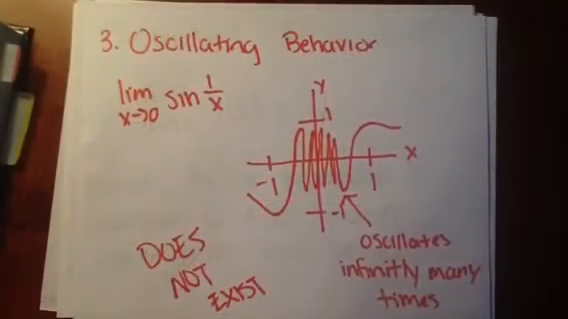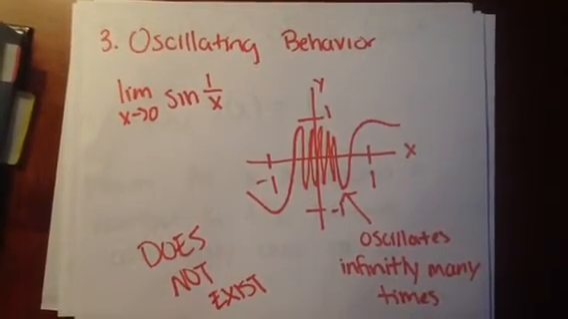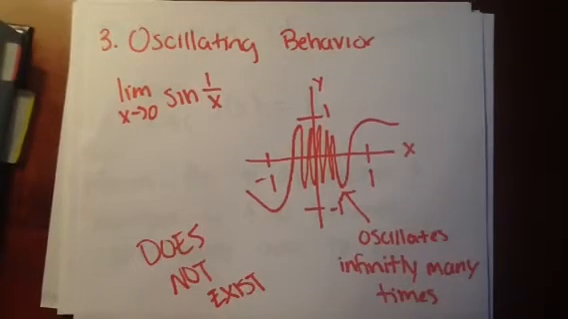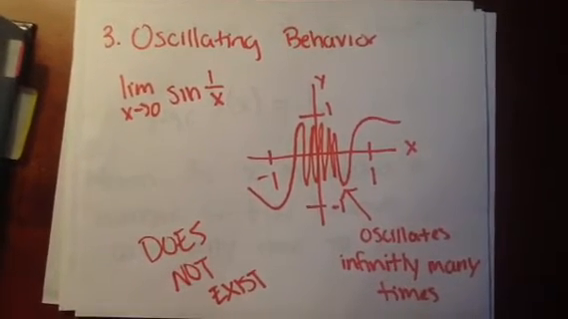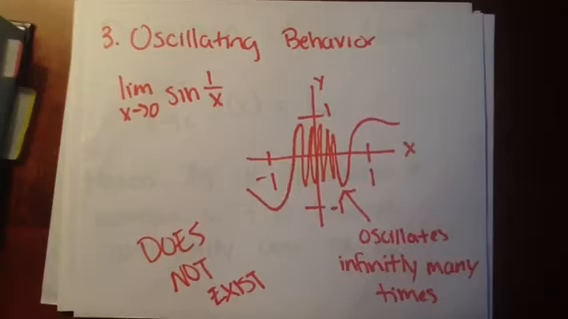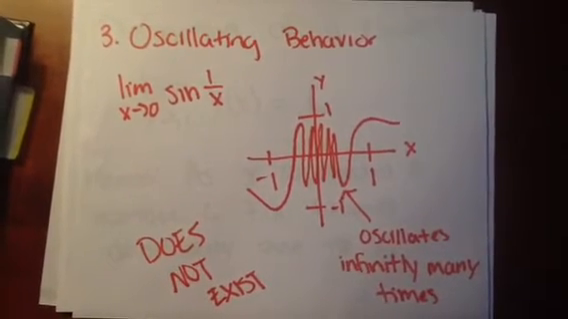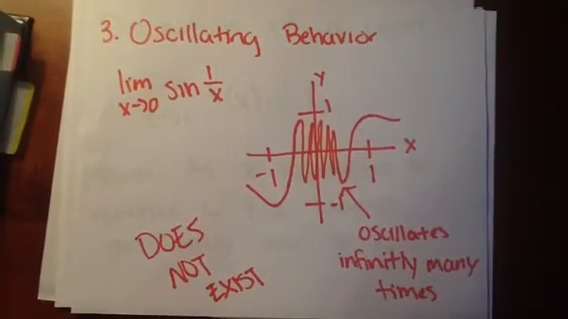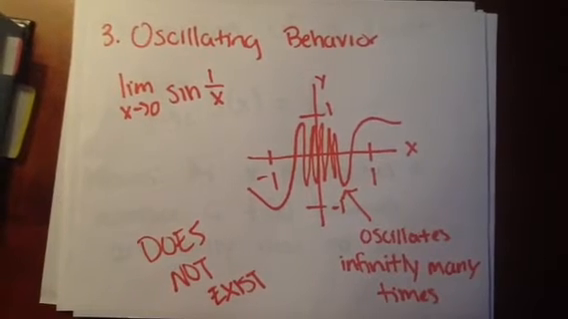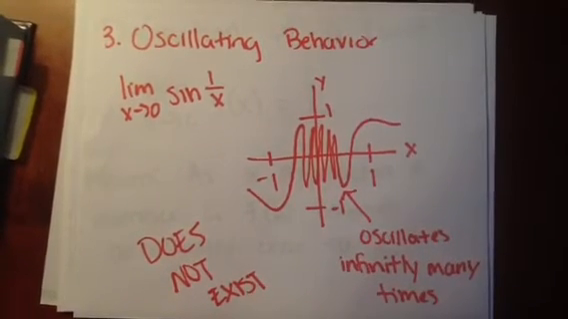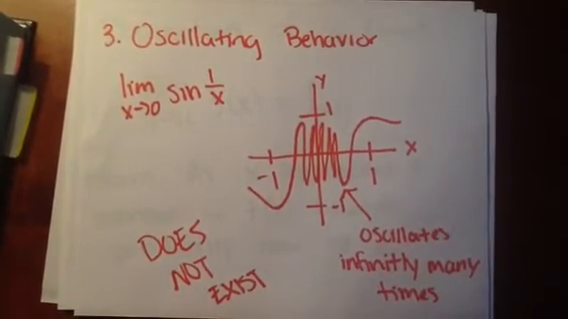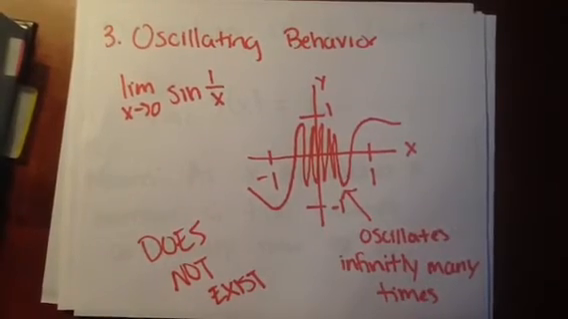The third example of a limit that fails to exist is oscillating behavior. Looking at the limit as x approaches 0 of sine of 1 over x, we can see that no matter how small the window is, this function will always oscillate between 1 and negative 1, so it is impossible to determine one limit, therefore the limit does not exist.